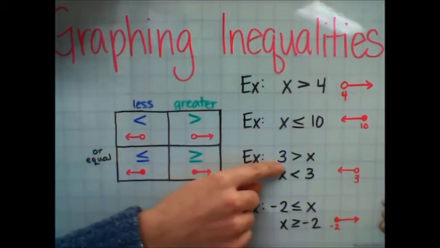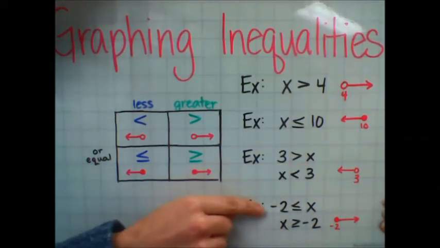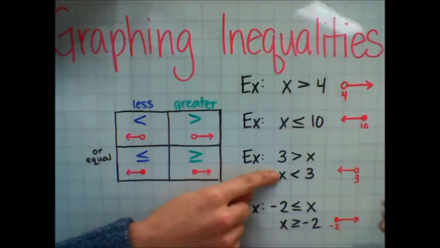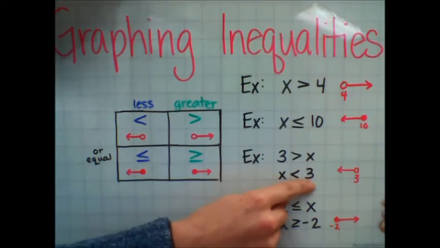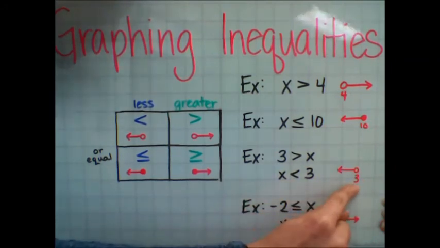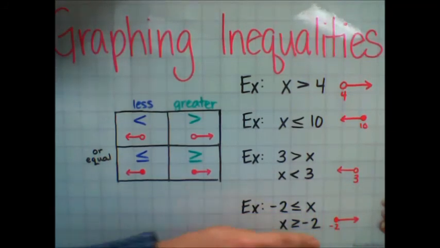Example 3. 3 is greater than x. Now you don't have to switch them, but it makes more sense when the variable is on the left side, when you read the variable first. So we're going to mirror our first equation to get the variable first. So we would say that x is less than 3. It's not including the 3, so we put an open dot at 3. And less than, so we're going to go down in the negative direction.